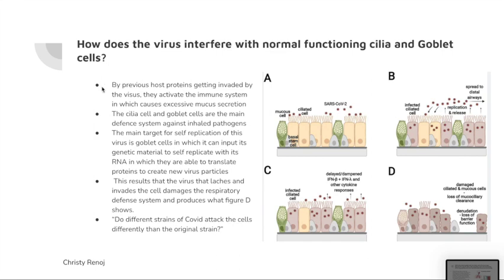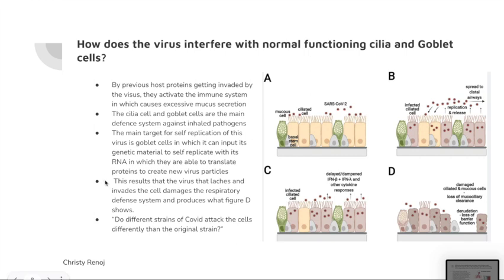Well, by previous host proteins getting invaded by the virus, they activate the immune system, which causes excessive mucus secretion. The ciliated cells and goblet cells are the main defense system against inhaled pathogens. The main target for self-replication of this virus is goblet cells, in which it can input its genetic material to self-replicate with its RNA, and they are able to translate proteins to create new virus particles.